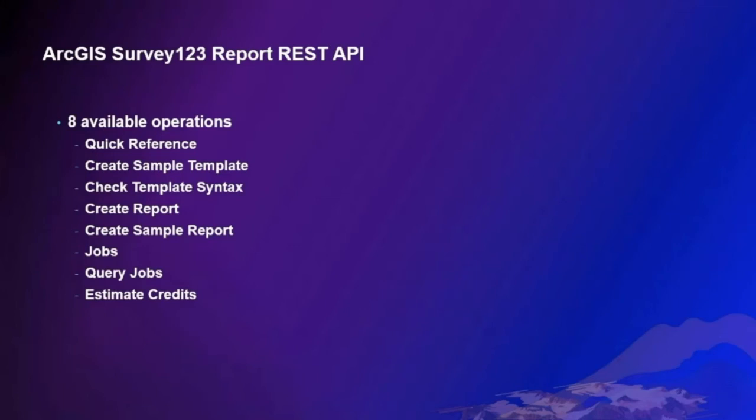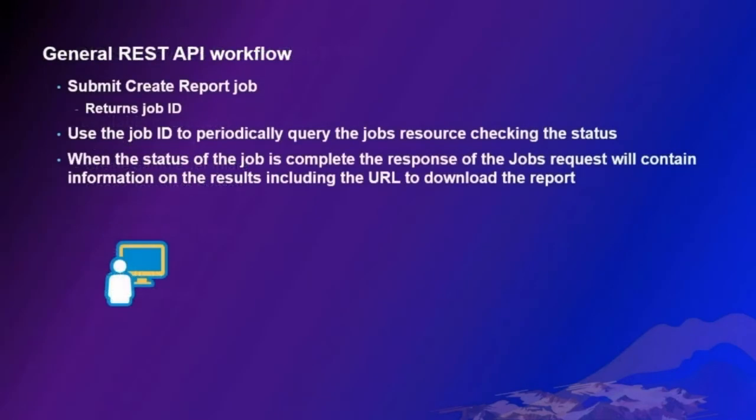Query Jobs retrieves submitted jobs from the Create Report operation. Only the user's last 10 jobs will be returned. Finally, Estimate Credits is an operation to estimate how many credits are required for a Create Report task using the given input parameters.